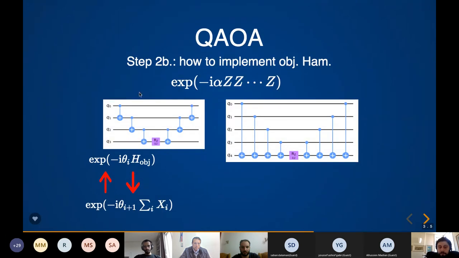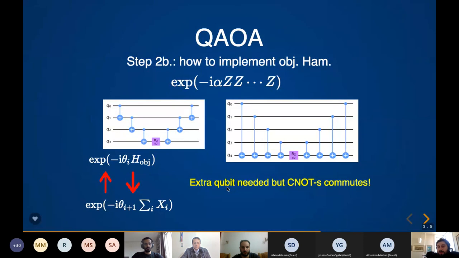For a ZZ term, you only need a CNOT, a rotation with the angle around the Z, and a CNOT. That is e to the minus i alpha Z1 Z3. That would be only these three gates: two two-qubit gates and one single-qubit gate. If you had e to the minus i alpha Z1 Z2 Z3, then you would need four CNOTs, these two CNOTs, and a rotation here. If you had e to the minus i alpha Z0 Z1 Z2 Z3, then you would need six CNOTs and the rotation. And similarly, if you had five Z terms, you would have this one. So all of these terms can be implemented rather easily.